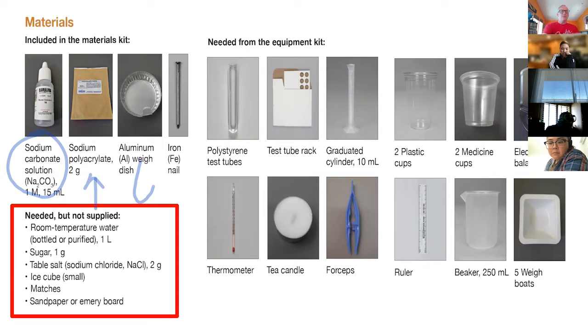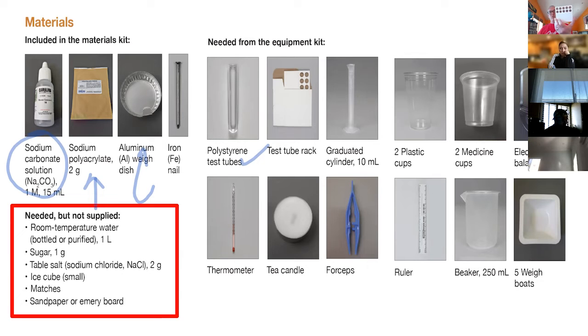So the aluminum weigh dishes, if you can't find those immediately, I know there's some in the reaction for the hydrate reaction. It's in a bag called measuring hydrate of salt. I think we're probably going to do that experiment maybe in a week or two. Iron nail, there's a whole bunch of test tubes in there.